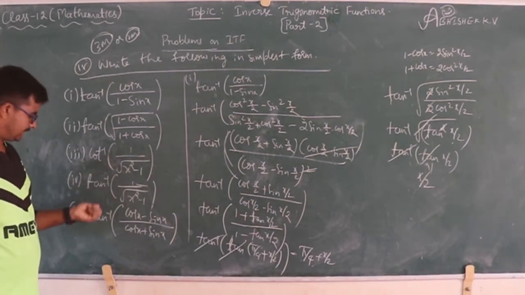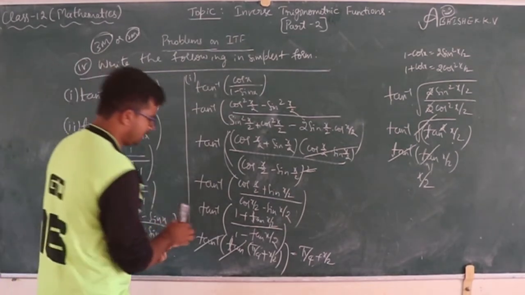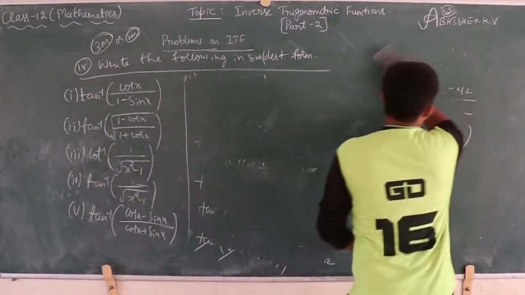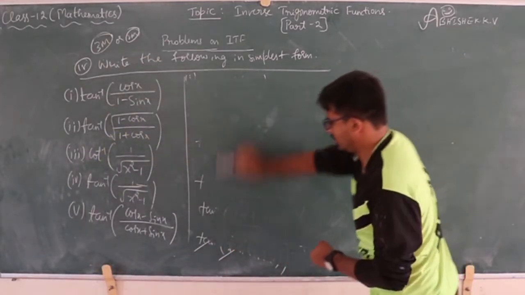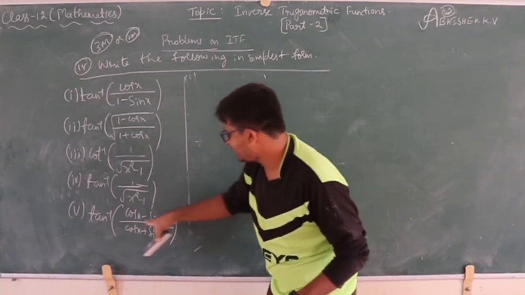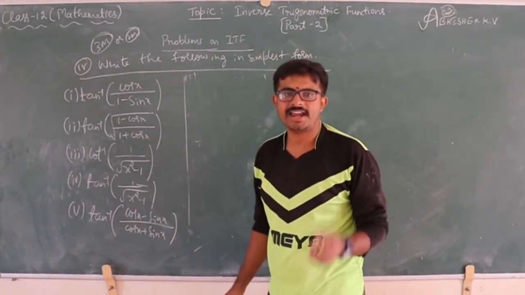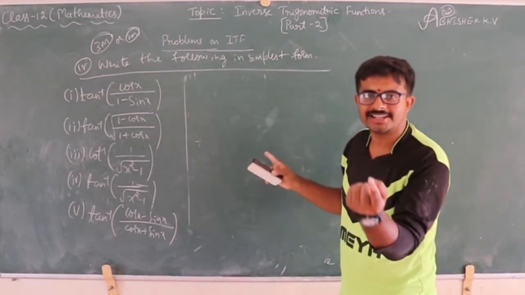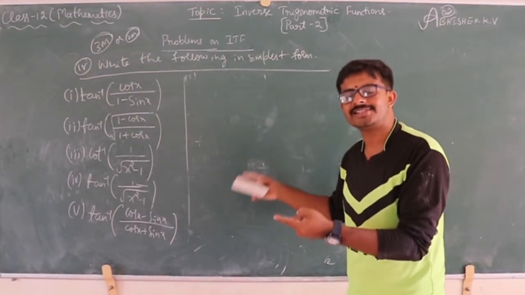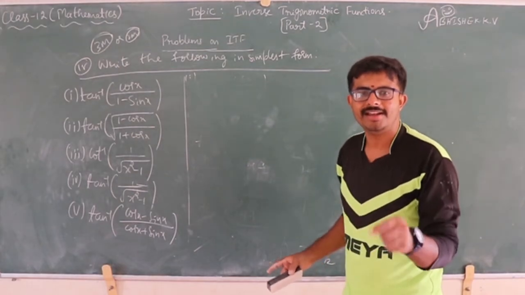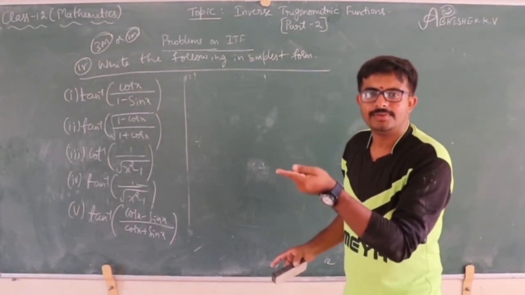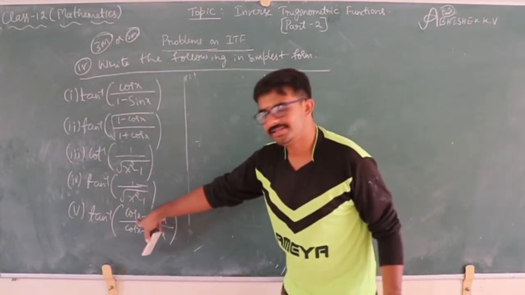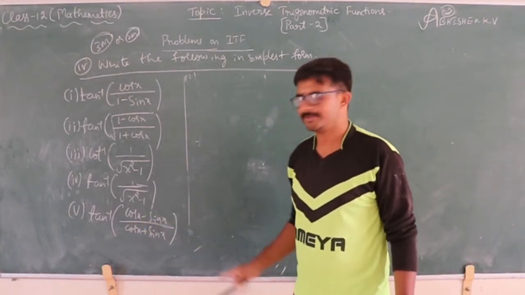I will discuss it later. Consider the last one. It is tan inverse of cos x minus sin x divided by cos x plus sin x. I already told you, when you have this type of problem, we have tan inverse of cos x by 2 minus sin x by 2 divided by cos x by 2 plus sin x by 2. What we did was divide throughout by cos x by 2, giving 1 minus tan x by 2 divided by 1 plus tan x by 2.